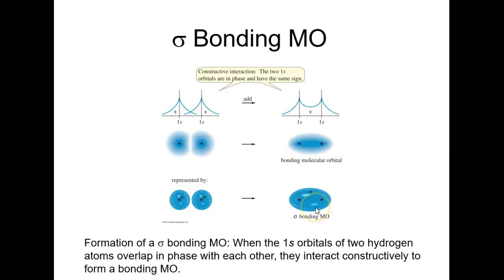Okay, so the formation of, and this is a sigma bond, as opposed to a pi bond, which we will talk about, which is a side-on overlap. This is more of a head-on overlap. When two 1s orbitals of two hydrogens overlap in phase, that's kind of what this is. We're not going to worry too much about that. They interact constructively to form a bonding molecular orbital.